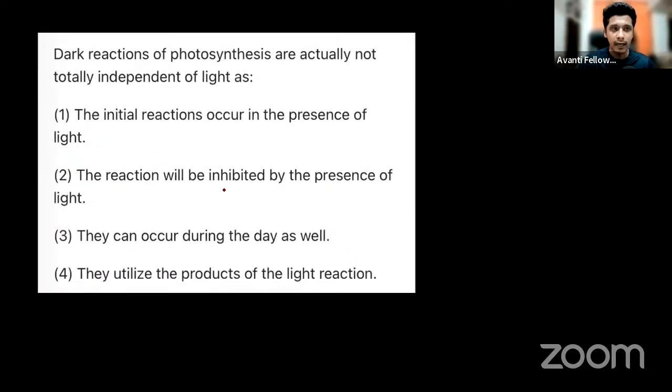So here you have your second question. Dark reactions of photosynthesis are not actually totally independent of light, as the first option is the initial reaction occurs in the presence of light. Second one is the reaction will be inhibited by the presence of light. Next one, they can occur during the day as well. They utilize the product of the light reaction. So here are your options, and the question is here. So you can answer, and you have 1 minute to answer this question.